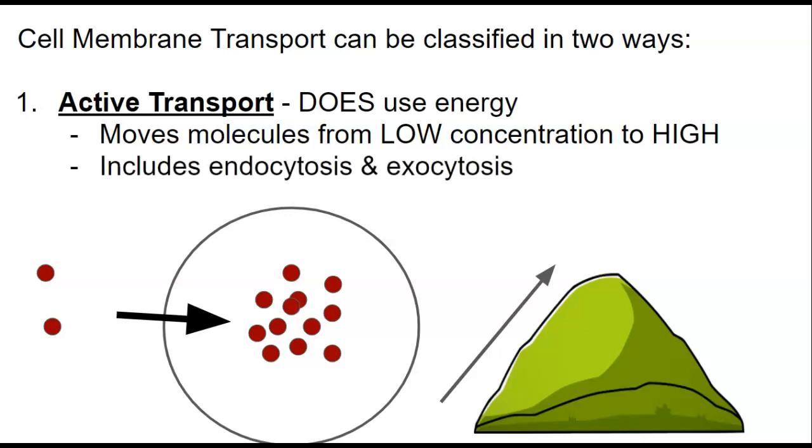So the two types of active transport we're going to learn about are something called endocytosis and exocytosis. Sound like big scary words, don't worry. They're not, okay? Just write this down and we're going to talk about each one of them on the next slide.